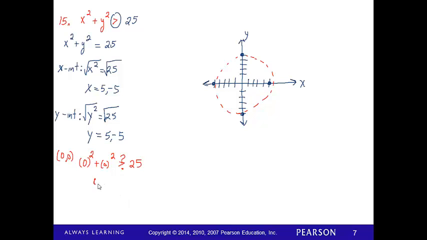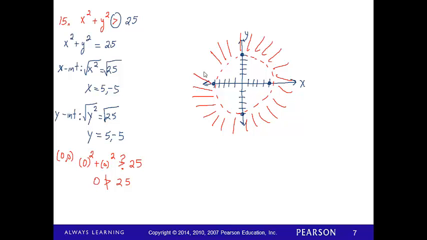Okay, well on the left side we get 0, right side is still 25, but 0 is not greater than 25, therefore we will shade just the outside. Like a sun.